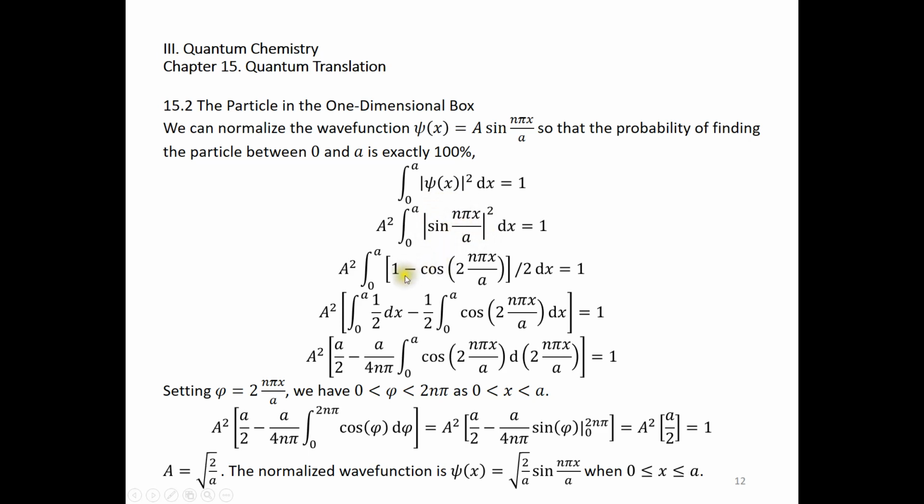Sine squared theta is 1 minus cosine 2 theta, and then divided by 2. That's what I'm doing here. You can prove this yourself. And then we can separate this 2. We get 1/2 in this integral. Over here we have 1/2 of this cosine function.